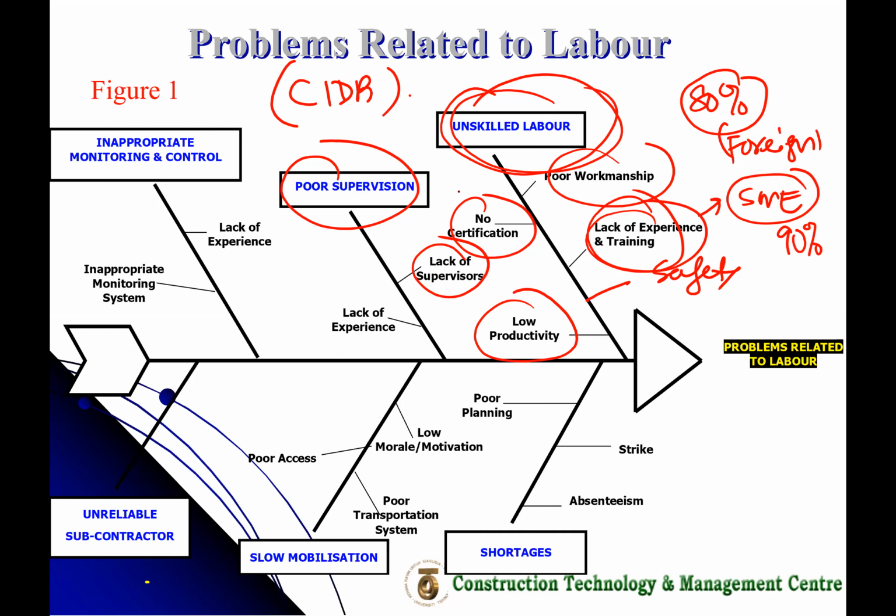Again, the owner of the construction company is always thinking how to reduce costs, but they are not thinking that when they reduce the number of people, there will be an implication in terms of productivity of the works. That is the issue.